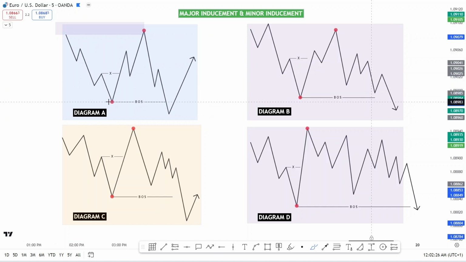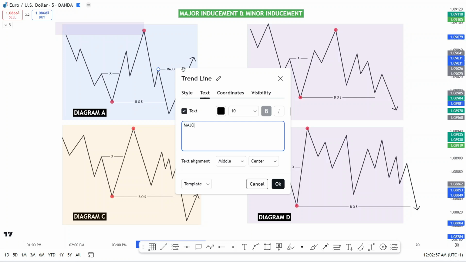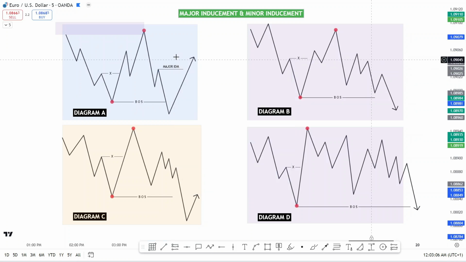After the break of structure, what are we actually looking for next? Once there is a break of structure, the next thing we're looking out for is our inducement. In this case, where is our inducement? Is this our inducement, or is this our inducement? In this case, we don't have a minor inducement here. We only have a major inducement. So this is our inducement. I'm going to type this as major inducement so that we can understand it better. This is actually a major inducement, and with this inducement taken, we can now look for selling opportunities.